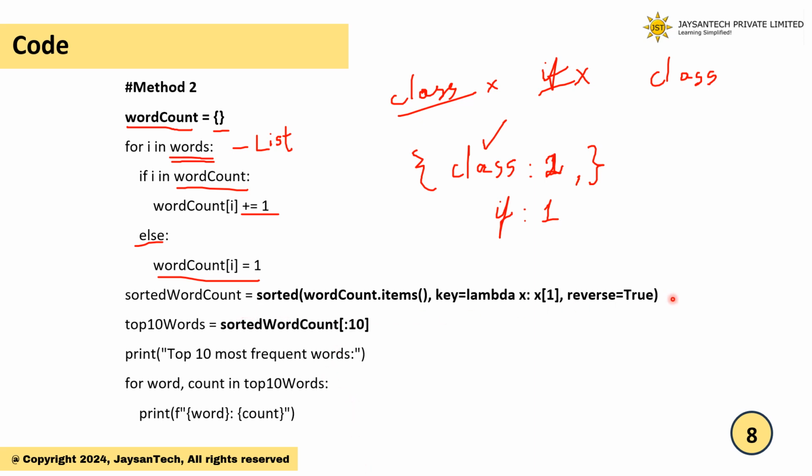Now coming to this statement. If you see, this is something big, you may get confused. What is this lambda keyword? I hope you guys have learned lambda. So sorted word count: we have to sort it based on the occurrences, right?